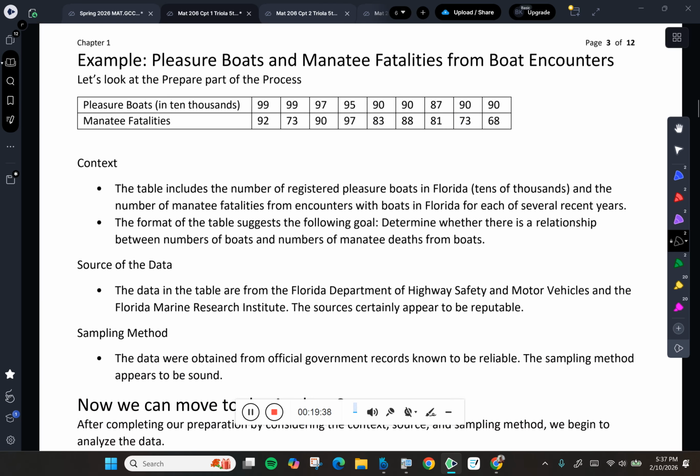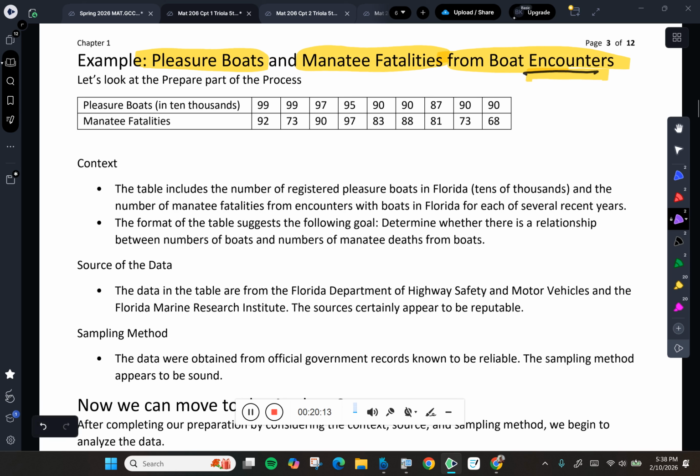This is from Florida. This is about the relationship between pleasure boats, which basically just means not work boats, not the boats that carry stuff from China across the ocean, and manatee fatalities. So manatees are those sea cows, those great big mammals that live down there. The fatalities, specifically the fatalities from boat encounters. Now, boat encounters is a really generous way of saying people ran into the manatees with their boats, and unfortunately the manatee died.